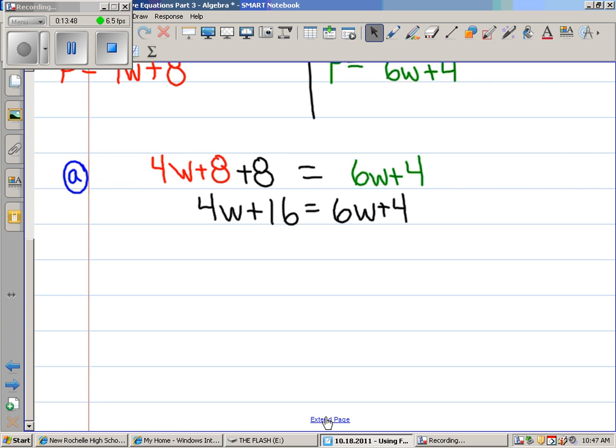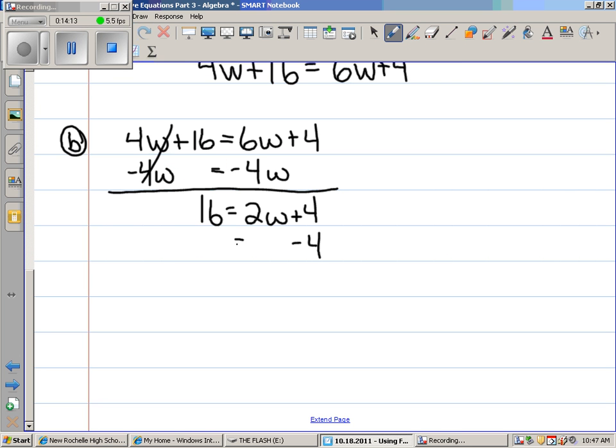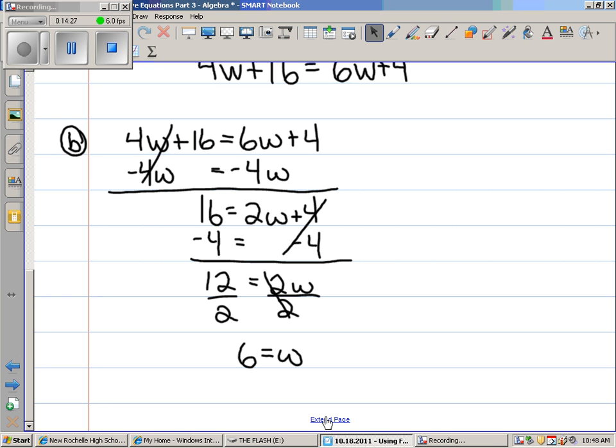Let's solve this problem right here, and then we'll be done. Oh my gosh, this is an easy one to solve, right? We're going to subtract 4W from each side. 16 equals 2W plus 4. We're going to subtract 4 from each side. 2W equals 12. We're going to divide by 2 on each side. Yeah. 6 equals W. Are we done?